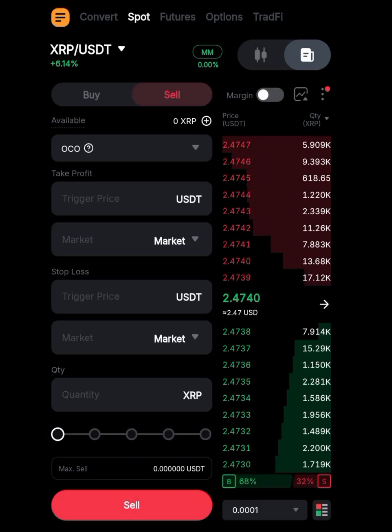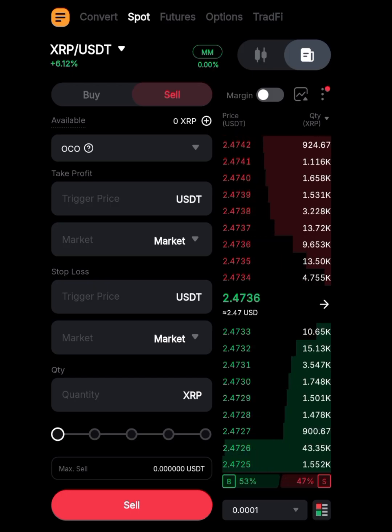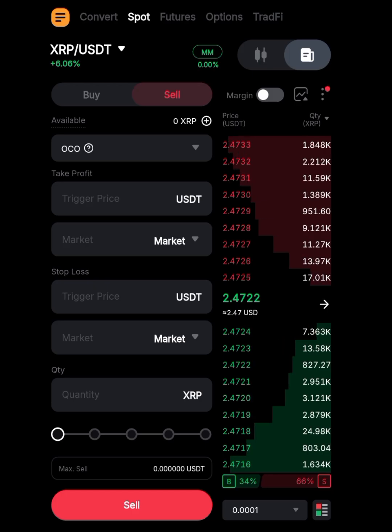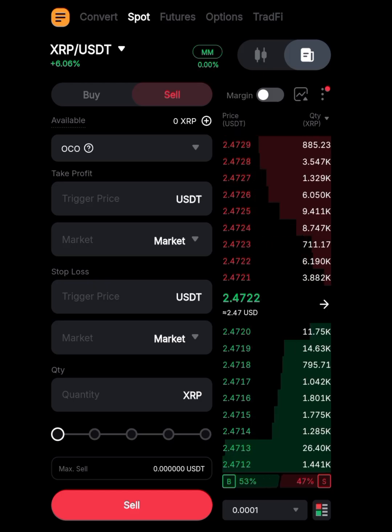Now, if you don't know what OCO is, OCO basically means one cancels the other, right? So one has to happen for the other to be obsolete. So you either take profit or you get stopped out. These two things are set simultaneously at the same time on each trade when you're trading, right? So I'll be giving you a breakdown on how this works and how to use it in your trades, right?